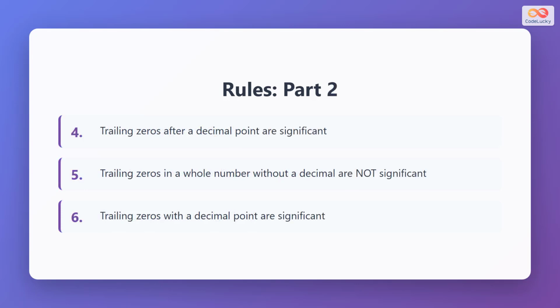Now for the remaining 3 rules. Rule 4, trailing zeros after a decimal point are significant. In 12.500, all 5 digits are significant because those trailing zeros show precision. Rule 5, trailing zeros in a whole number without a decimal point are not significant. The number 1500 has only 2 significant figures. Rule 6, trailing zeros with a decimal point are significant. If we write 1500.0, now we have 5 significant figures because the decimal point changes the meaning.